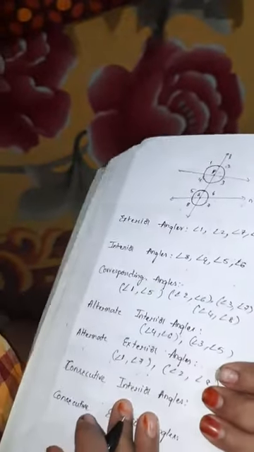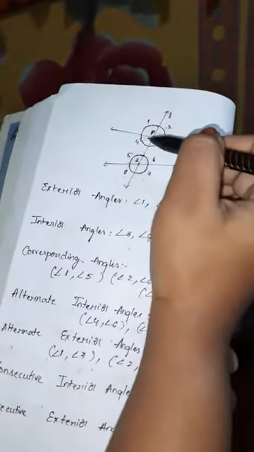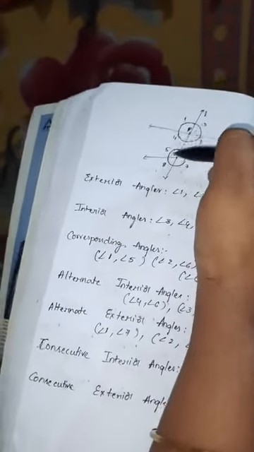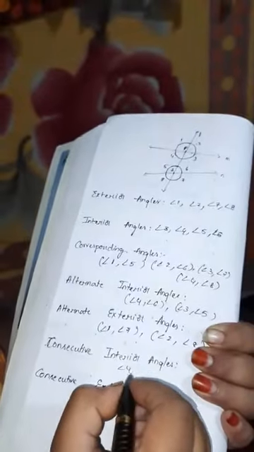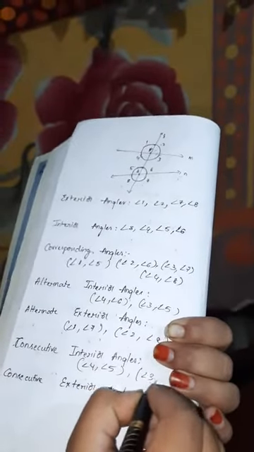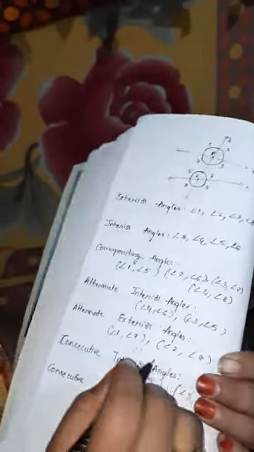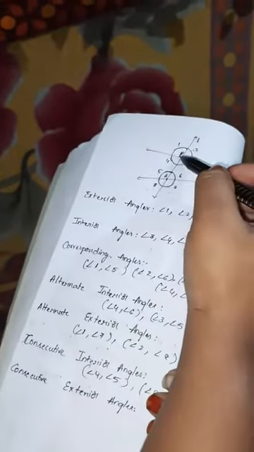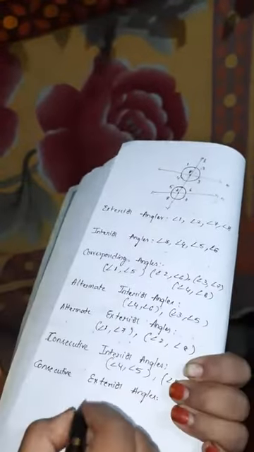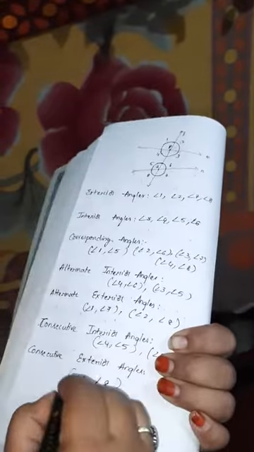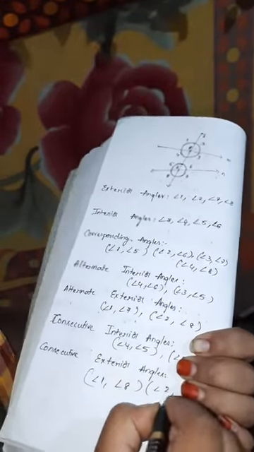Consecutive interior angles are the angles which are inside and on the same side of the transversal. That is angle 4 and angle 5, and angle 3 and angle 6. Consecutive exterior angles are the exterior angles which are on the same side of the transversal. That is angle 1 and angle 8, and angle 2 and angle 7.